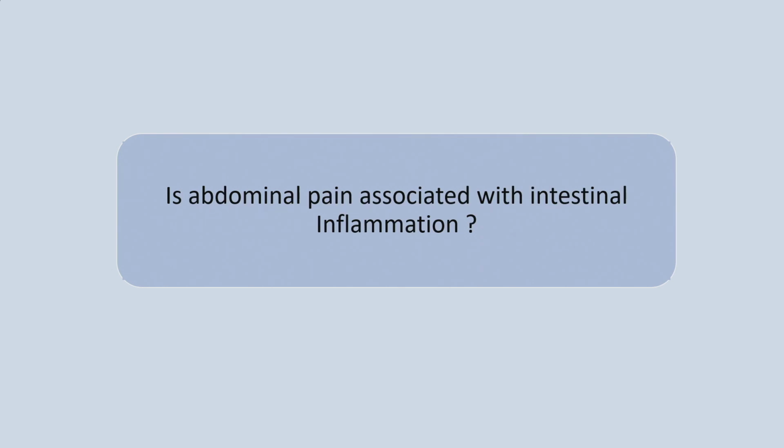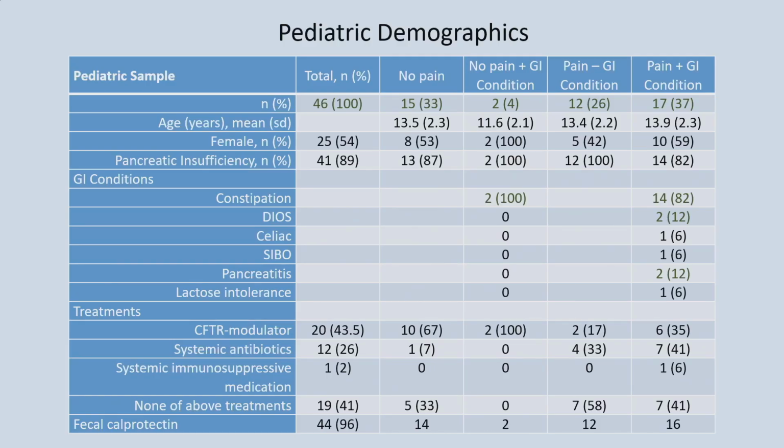Our first objective was to look if there is an association between abdominal pain and intestinal inflammation. We'll start with the pediatric cohort. Out of 46 children, 63% reported abdominal pain. As we mentioned before, to limit confounding by a GI condition, we divided the pain and no pain groups further into GI condition and no GI condition groups. As you can see, constipation was the most common GI condition in the pain and no pain groups. Looking at more details, 89% were pancreatic insufficient and around 43% were on CFTR modulator treatment.